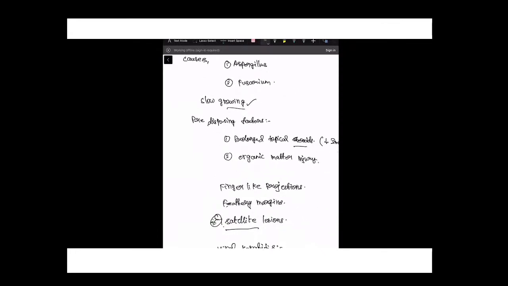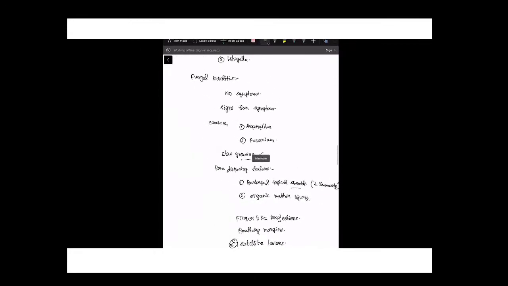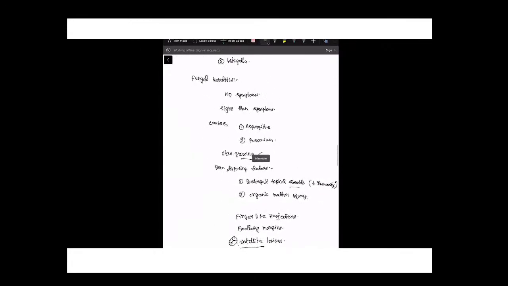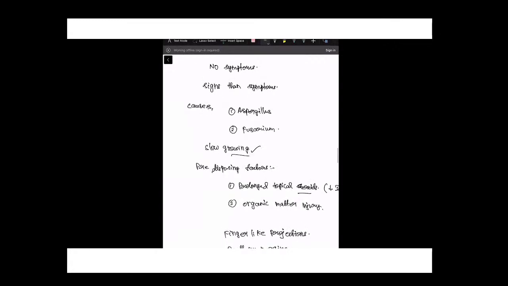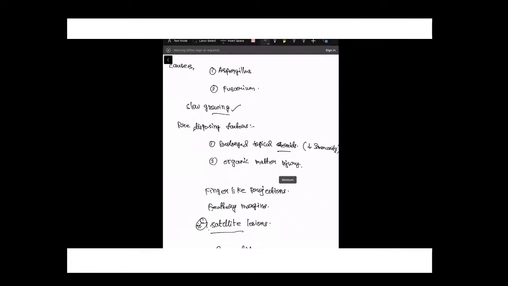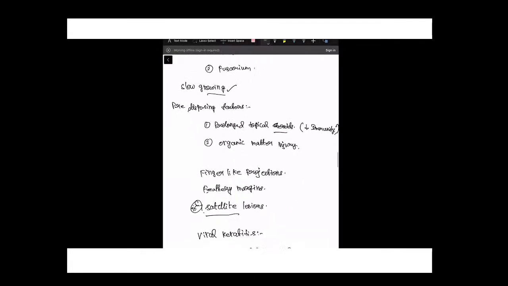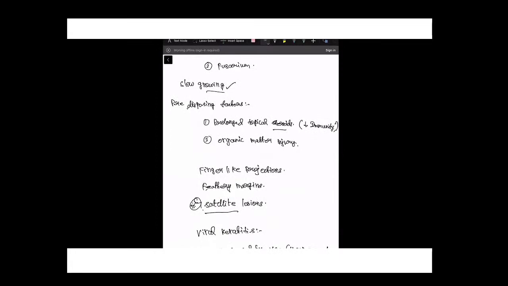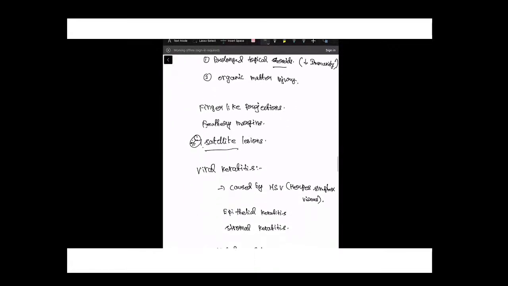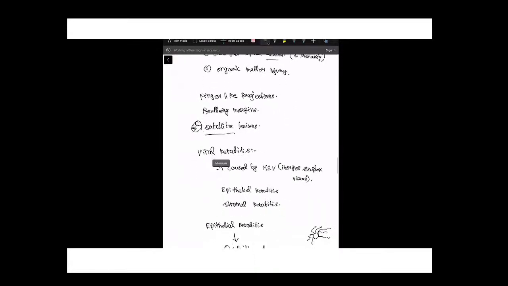Whereas a viral or bacterial ulcer, or a parenchymal ulcer, is going to be painful, and it's going to present to you in 1 or 2 days with a lot of pain. Predisposing factors are prolonged topical steroids and organic matter injury. Finger-like projections, feathery margin, and satellite lesions are seen in fungal keratitis.